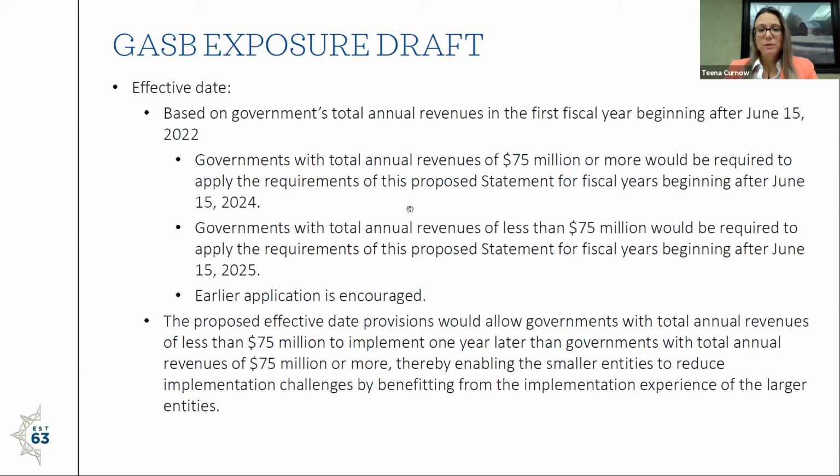This proposed effective date provision would allow governments with total annual revenues of less than 75 million, so the smaller governments, to implement 1 year later than the larger governments, thereby enabling the smaller entities to reduce their implementation challenges by benefiting from the implementation experience of the larger governments.